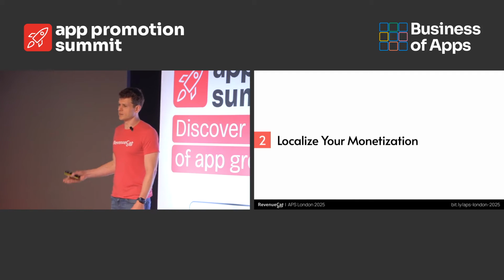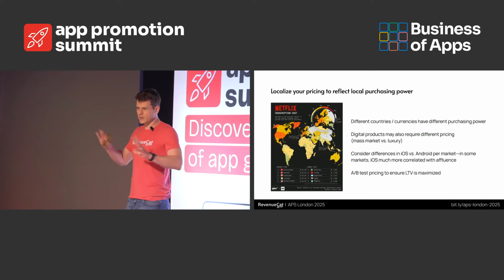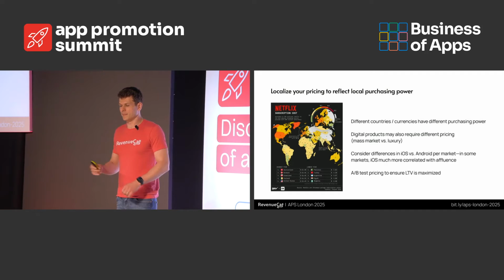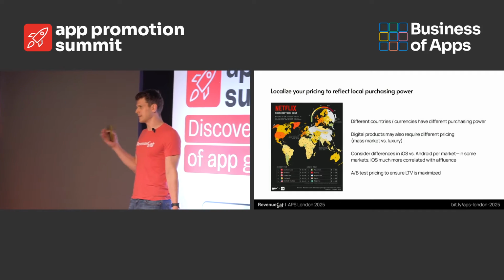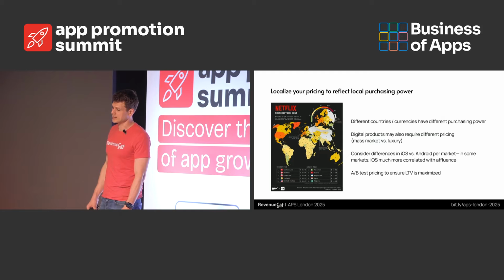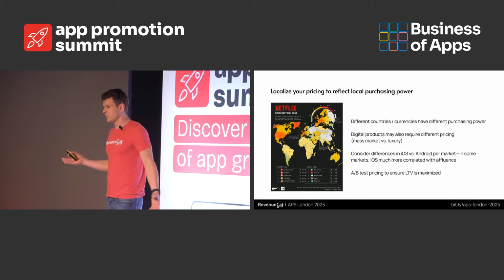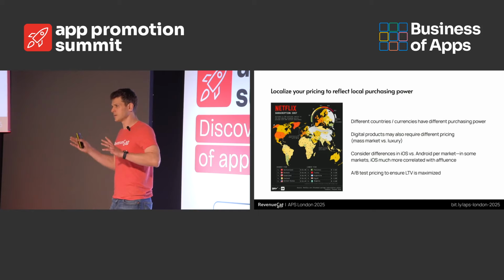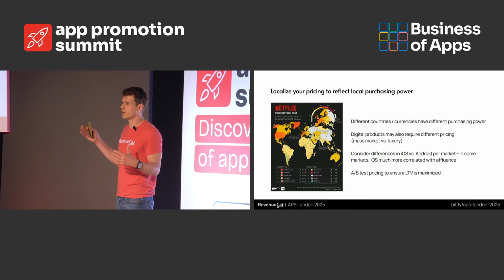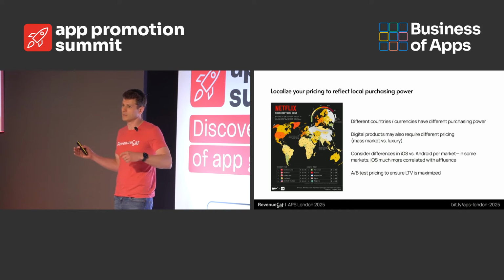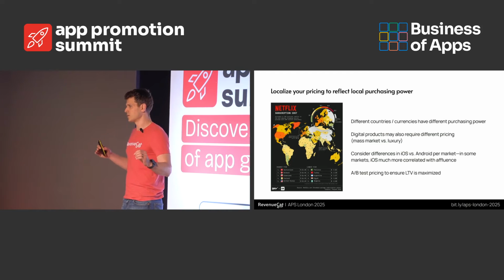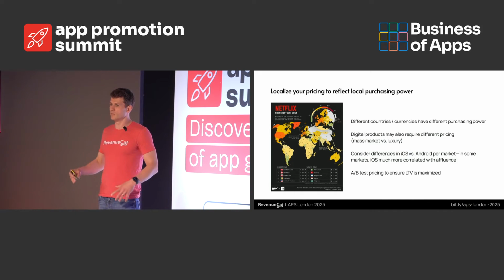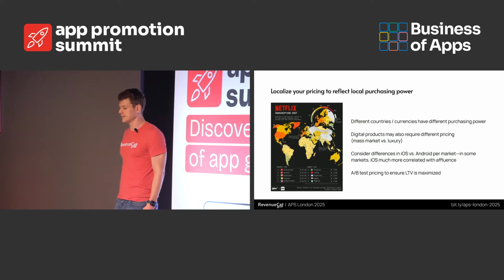Number 2, localize your monetization. The first one is localizing your pricing to reflect local purchasing power. If you have not done this, it is definitely something worth investing in or experimenting with, because different countries and different currencies have different purchasing power. You do have to think a little bit about whether your product is a mass market product, in which case it's probably good to stick closer to the local purchasing power, or whether it's more of a luxury product, in which case you might want to stick more with one global pricing.